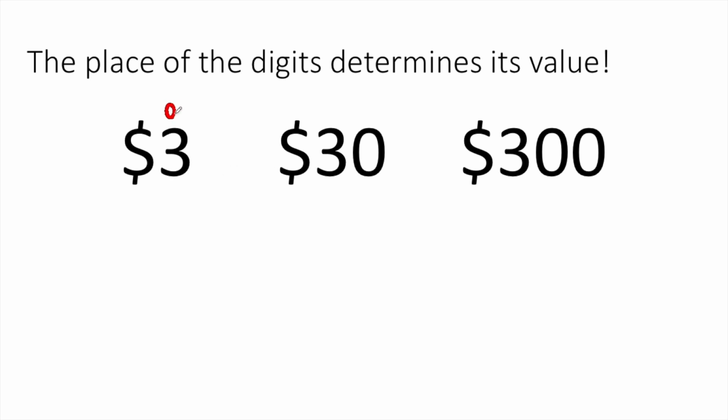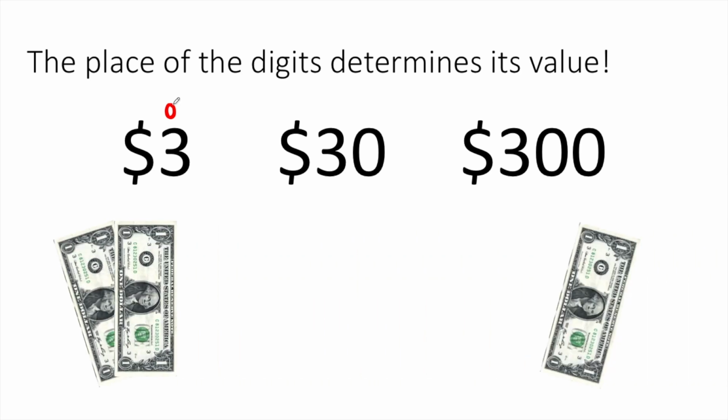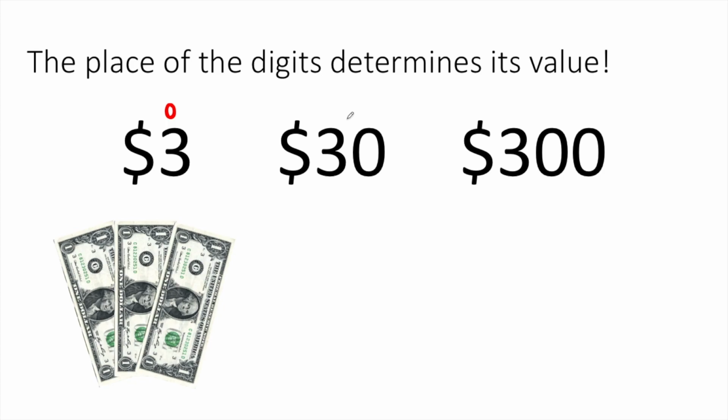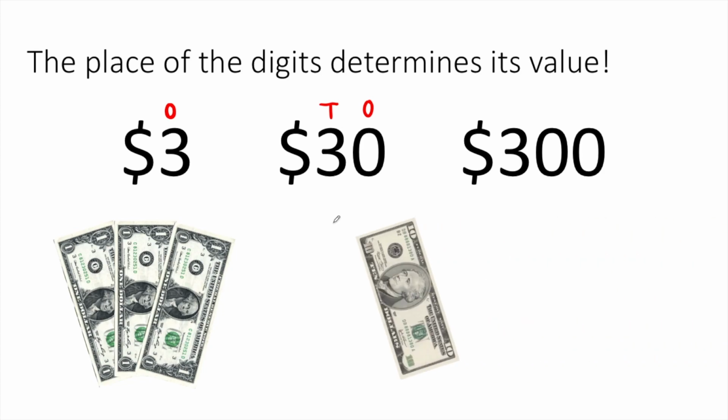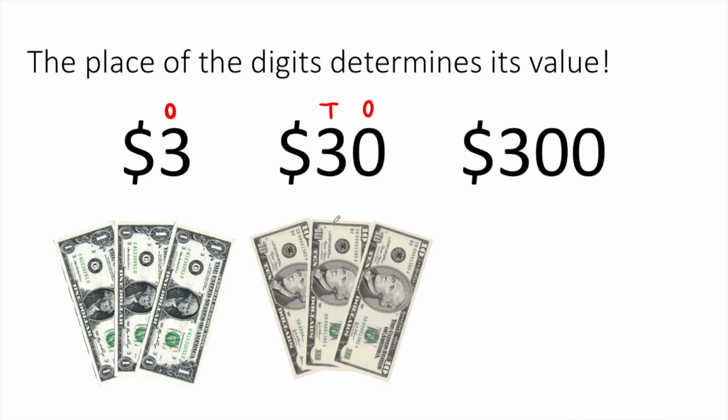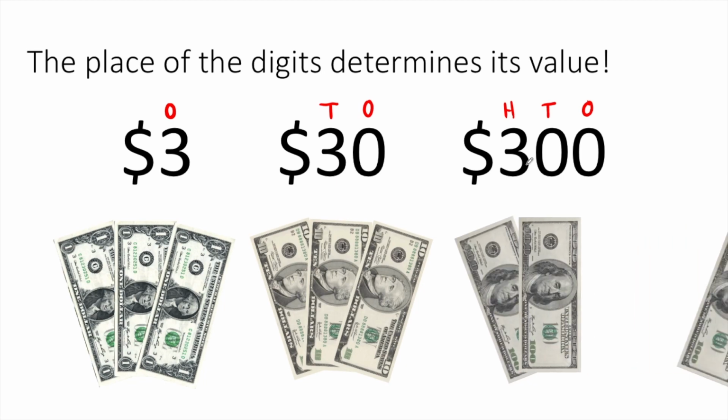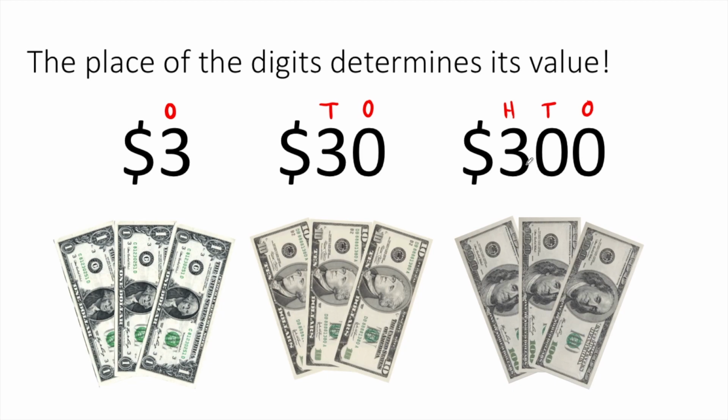This, all on its own, is the ones place, so you would get $1 bills. But this 3 is in the tens place, so you would get 3 $10 bills. And this 3 is in the hundreds place. Those zeros fill these spots and push it over to the hundreds place. You would get $300 bills. Definitely not the same. The place of that digit determines its value.